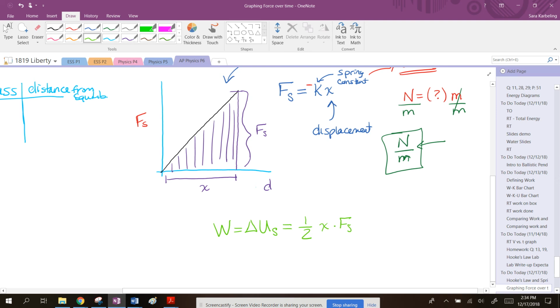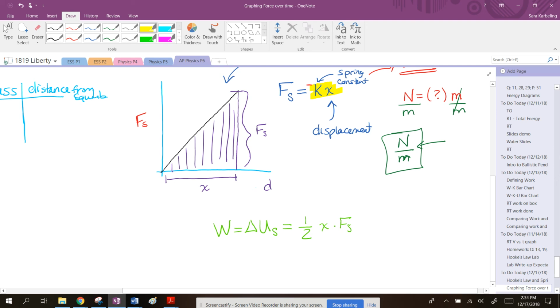So that's all well and good, but I want to make it a little bit more interesting than that. A little bit more user-friendly than that because I don't want to have to know what the force is. Not always. Especially not with this energy business. So instead of that, I'm going to use my definition for Fs, which is kx.